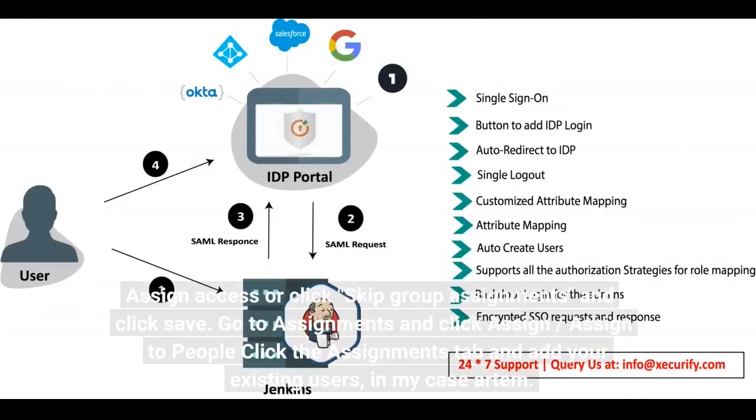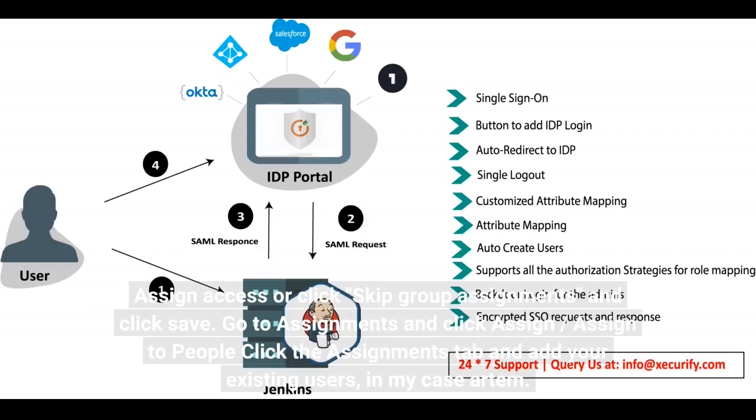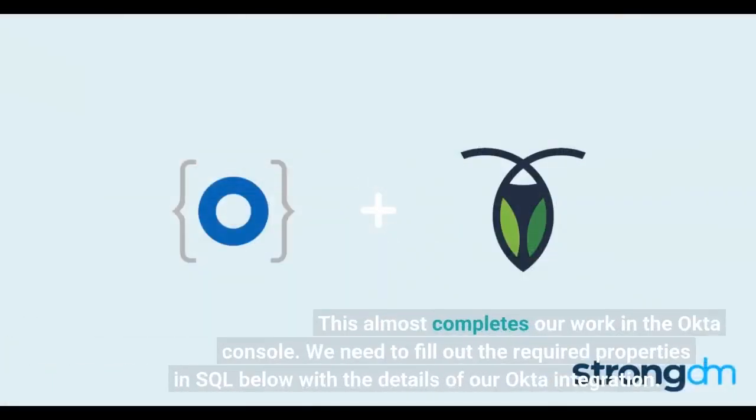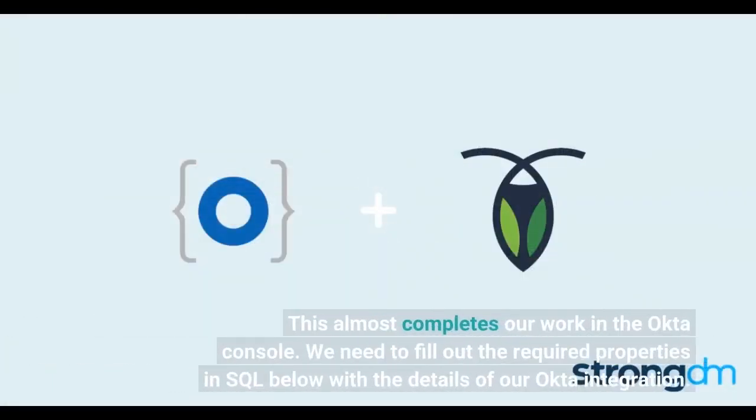Assign access or click skip group assignments and click save. Go to assignments and click assign to people. Click the assignments tab and add your existing users, in my case Artem. This almost completes our work in the Okta console. We need to fill out the required properties in SQL below with the details of our Okta integration.